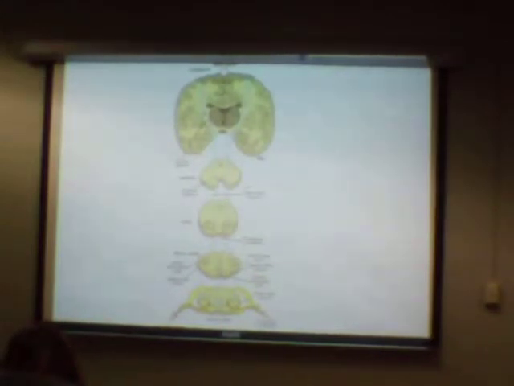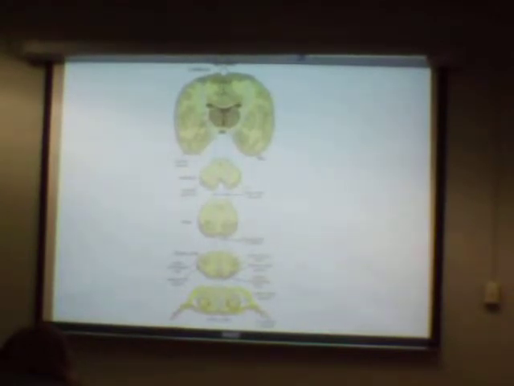Okay? And usually most symptoms will be ipsilateral to that damage, obviously, because most of our corticospinal neurons, of course, cross over at the decussation of the pyramids in the medulla.